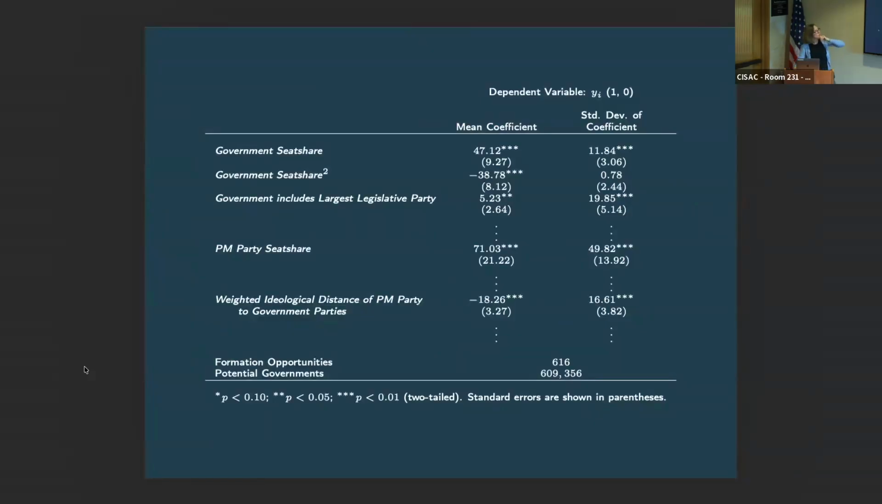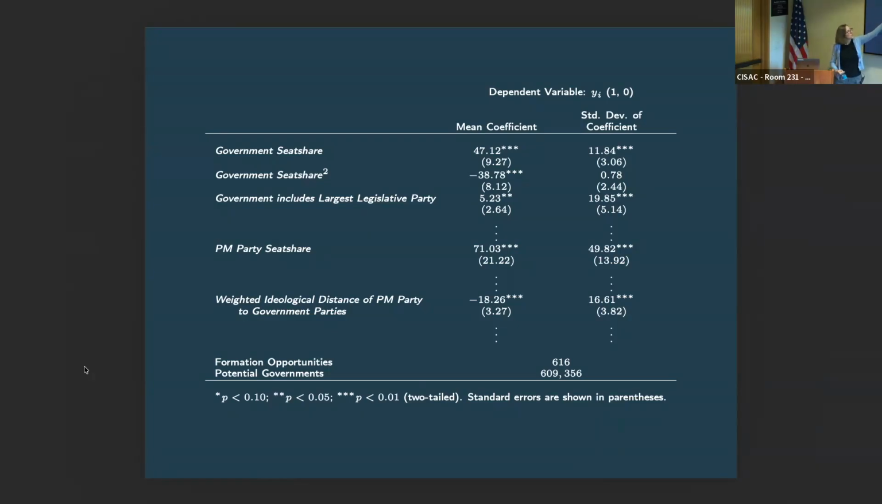So I only have a few of the variables shown here. This is a mixed logit model, which means that it's giving us a mean coefficient, the average effect of each of our variables, and a standard deviation, which tells us whether that effect varies across formation opportunities. And that's why you see the two columns. The fact that the standard deviations of the coefficients are significant means we should not have used a conditional logit model.